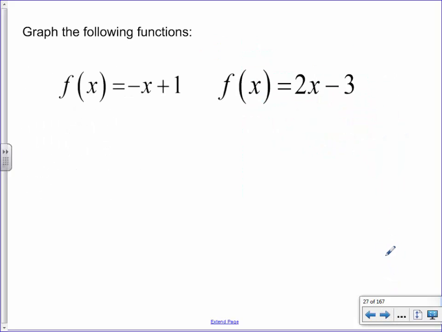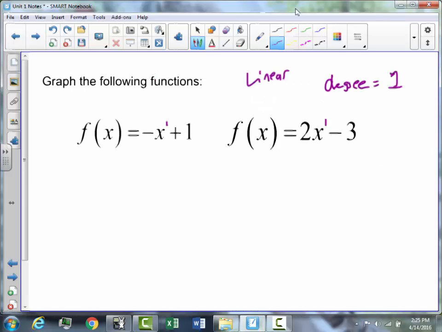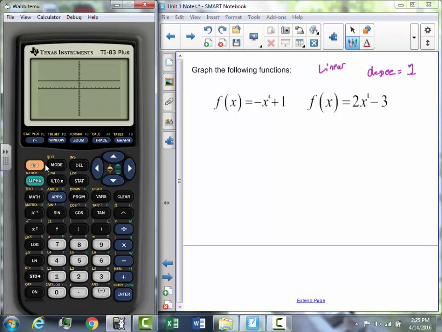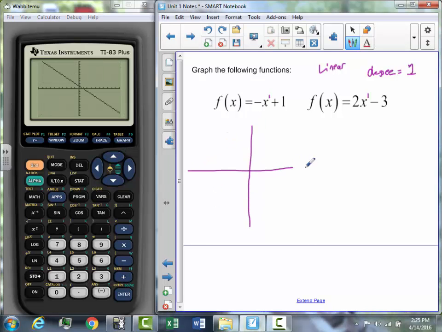Let's try these ones. What sort of functions are these? Yeah, we call them linear because the power is 1 for these ones. These are linear. The degree is 1. So when I talk about even and odd a little more in a bit here, these would be considered odd functions. So let's graph them. So the first one is negative x plus 1. Negative 10 to 10, negative 10 to 10, and the graph looks roughly like that.